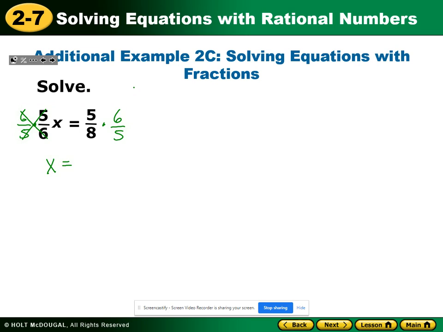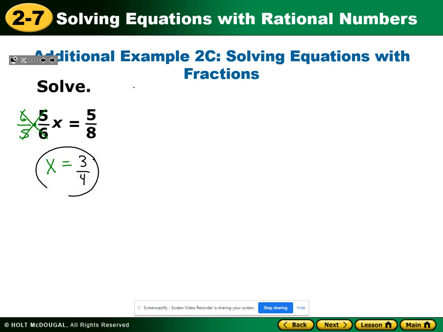If I think real long and I think real hard, there's a 5 on the bottom. If I divide by 5, I'm left with a 1 and a 1. The 6 can divide by 3 or 2. I get a 3. 8 can divide by 2. If I divide the top by 2, I got to divide the bottom by 2. I get 4. And my answer is 3/4.